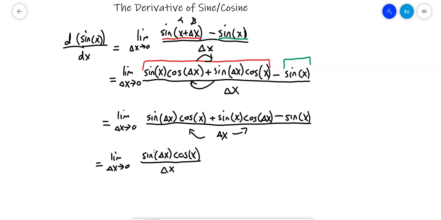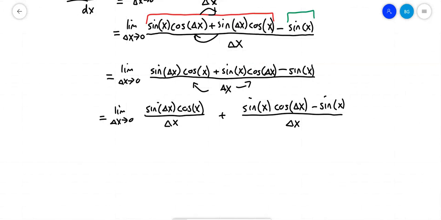over delta x, and then that's going to be plus the sine of x cosine delta x minus sine x over delta x. Okay. Now, the next thing I want to do is notice that our limit involves taking delta x to 0. It does not depend on x at all, it's just delta x. And so this cosine x term is not going to affect my limit. It has nothing to do with delta x, so I'm going to move that outside my limit.